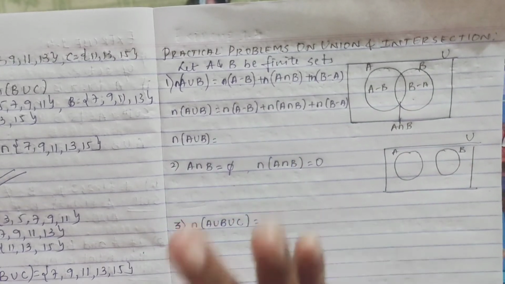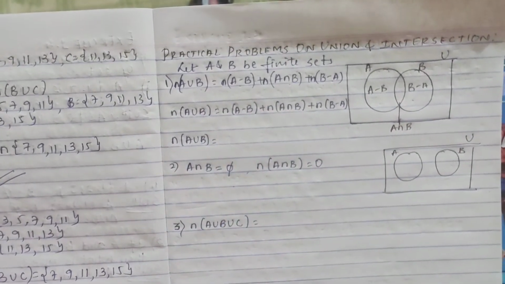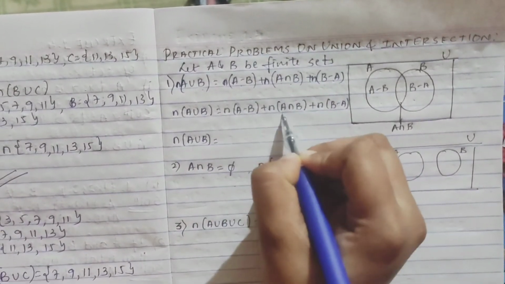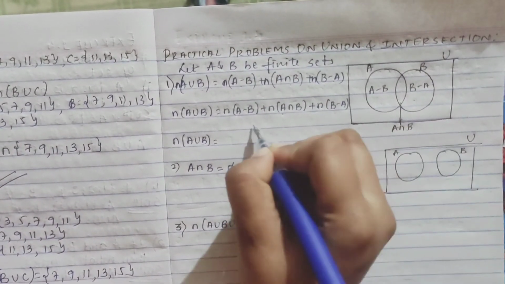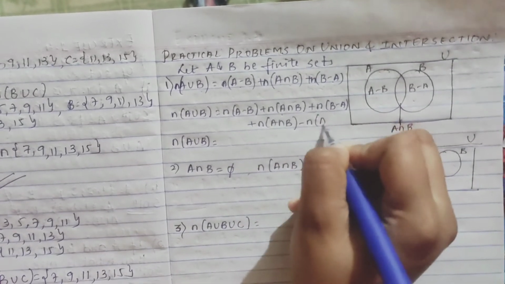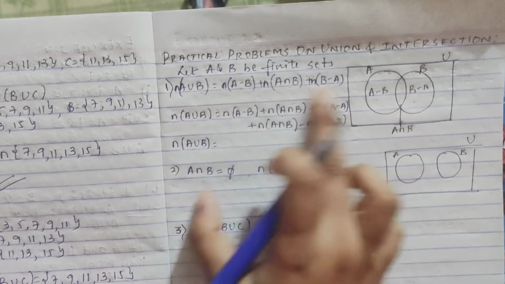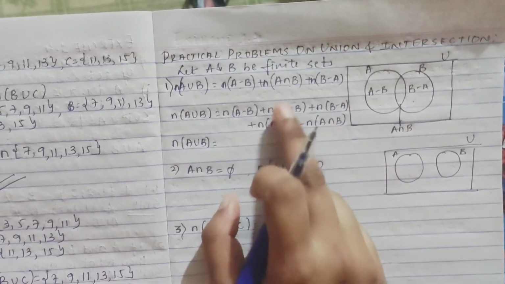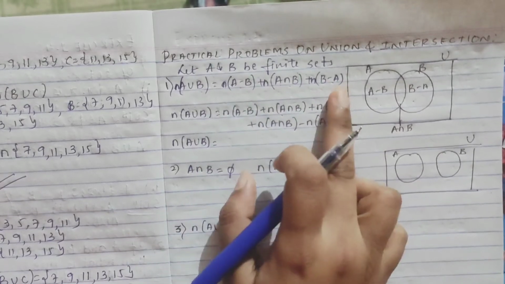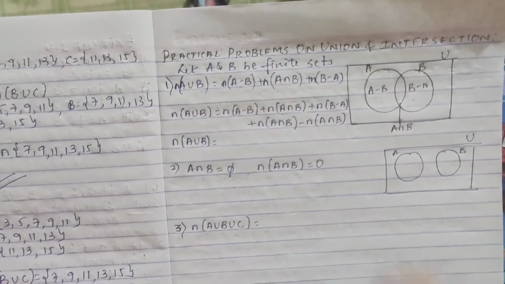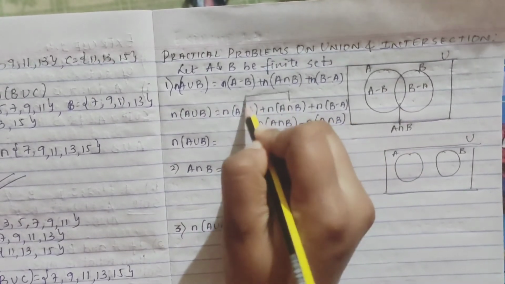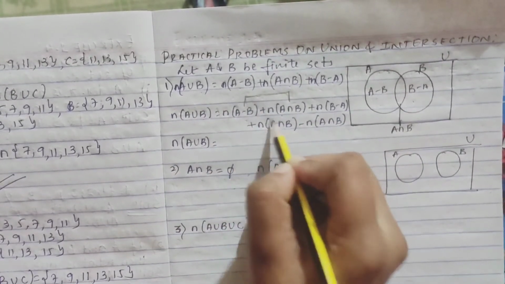How the formula has come, I am just showing you a little bit, not in much detail. So n of A minus B plus n of A intersection B plus n of B minus A. If I add n of A intersection B here and subtract the same, does it make any difference? No, right? I have added and subtracted. Plus and minus get cancelled, so I will get the same formula again. We are doing this just to get our actual formula. Now add these both: n of A minus B plus n of A intersection B.